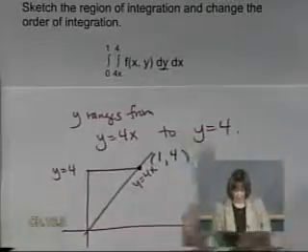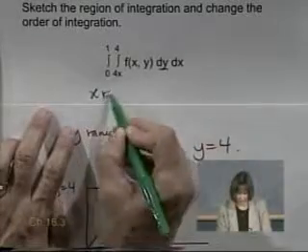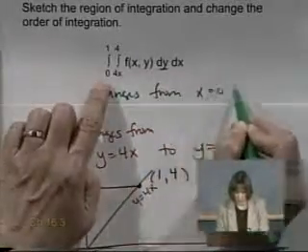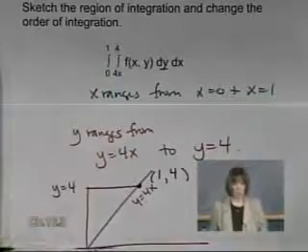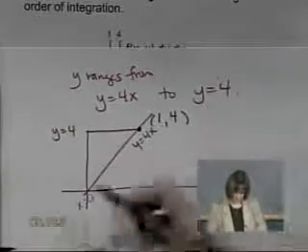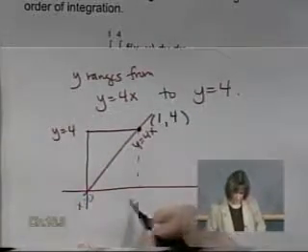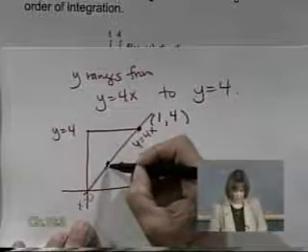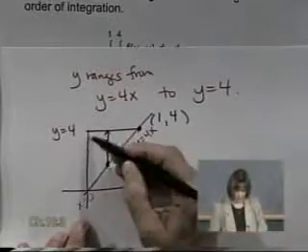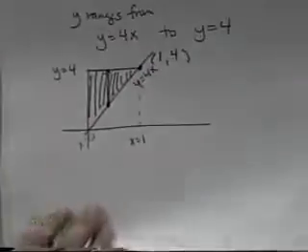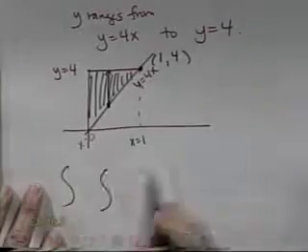Okay. Now, what's x ranging from? X ranges from x equals 0 to x equals 1, doesn't it? So if we're going to go from here's x equals 0, and here x is equal to 1. So we're saying inside the region, y is ranging from 4x to 4, and then we're letting our x's range from 0 to 1.